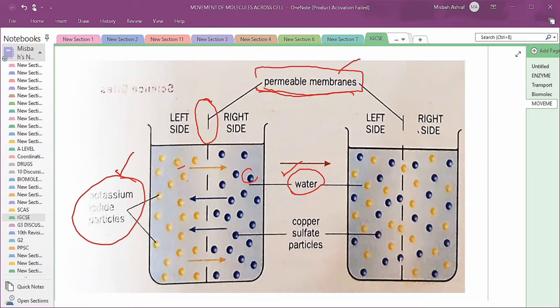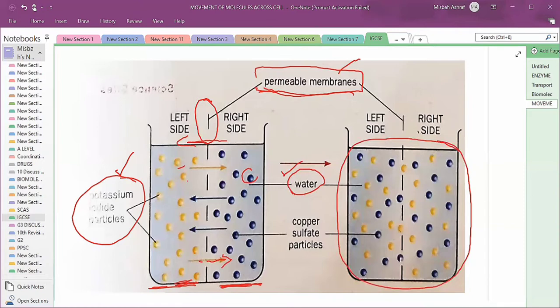As we can see, potassium iodide is in higher concentration on the left side, and water molecules are in higher concentration on the right side. So water molecules are going to move from the right side towards the left side, and potassium iodide molecules will be moving from the left side towards the right side, because they are in higher concentration on the left side and in lower concentration on the right side. Here you can see when they are equally mixed, this mixture is known as the homogenized mixture, where there is equal composition of both components.